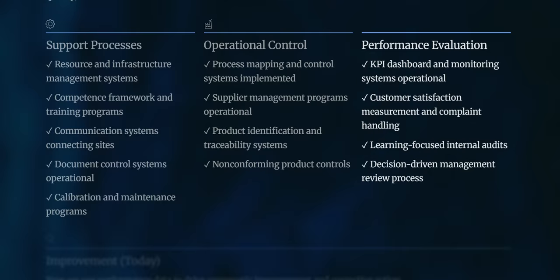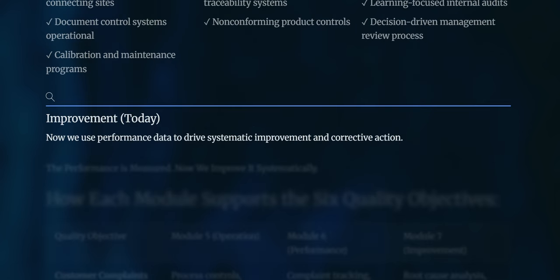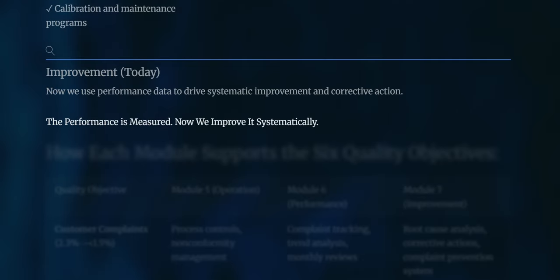Then in Module 6, performance evaluation, we have covered the following: KPI dashboard and monitoring system operational, customer satisfaction measurement and complaints handling, learning-focused internal audits, and decision-driven management review. Today in our improvement module, we use performance data to drive systematic improvement and corrective actions. This performance is measured and now we improve it systematically.